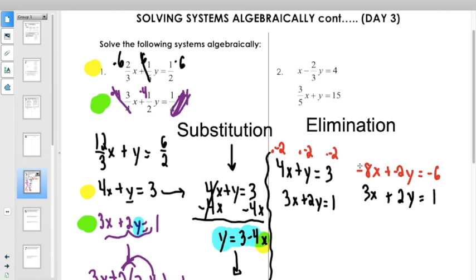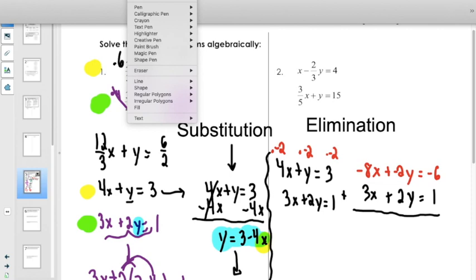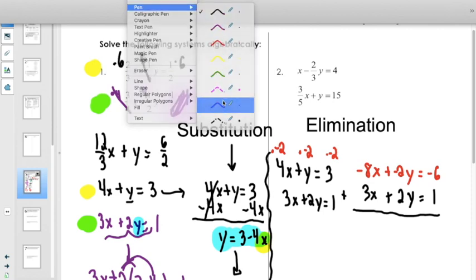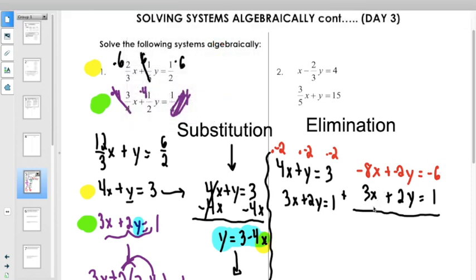Now, why did I do that? Think to yourself, why did I do that? What's going to happen if I now add these pieces together? Well, if I add these pieces together now, if I do negative 8x plus 3x, well, that's going to be negative 5x. And I have negative 2y plus 2y. Oh, okay, those cancel out. That's exactly what I needed. I need to cancel one of them out. And then I have negative 6 plus 1. Well, that's just negative 5.